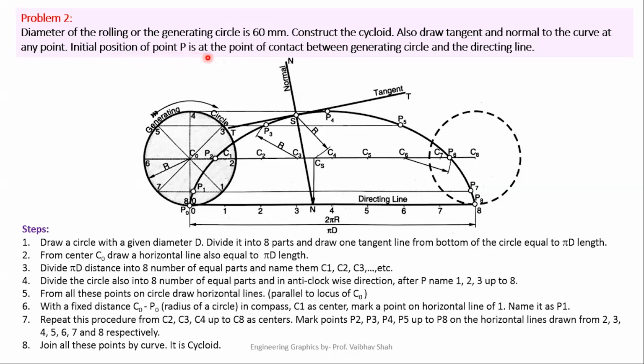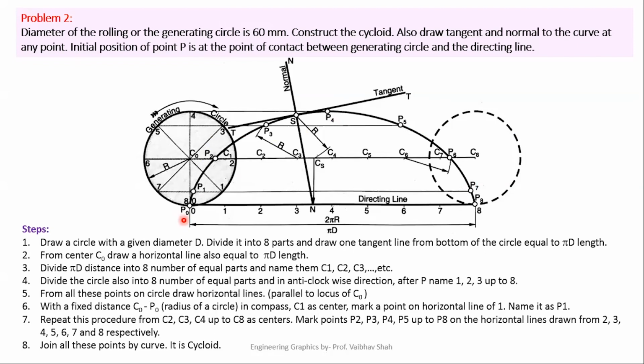it is given that it is at the point of contact between generating circle and the directing line. So this is your generating circle and this is your directing line. The point of contact means the intersection point of your directing line and generating circle. So this will be the initial position of your point P. So we have marked this position as P0, or initial position of point P.